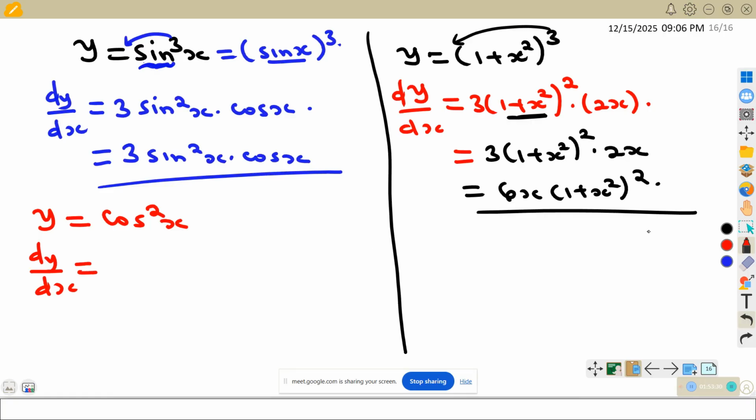It is 2 cos x, times negative sine of x. Yeah. Okay. But can this one be simplified further? We can simplify it again. So this is minus 2 cos x sin x.